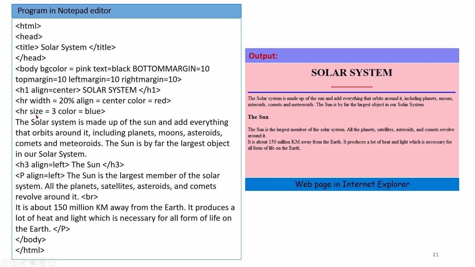Now HR size equals 3. Size here means thickness, and the color is blue, which means the horizontal ruled line, which is blue in color, has a size, that is the thickness, of 3 points. And we have written the same program along with the BR tag as the previous program. We are focusing only on the HR tag in this program.